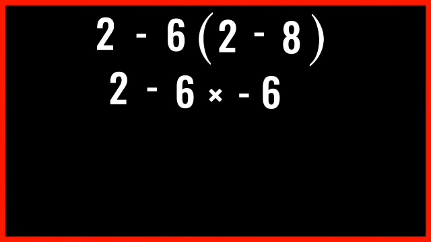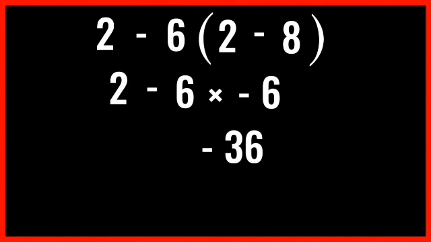At this point, some people might feel tempted to subtract 2 minus 6 next, but that would be a mistake because multiplication comes before subtraction in the order of operations. So instead, we move to the multiplication step. We take 6 and multiply it by -6. A positive number times a negative number gives us a negative result. So 6 times -6 equals -36.